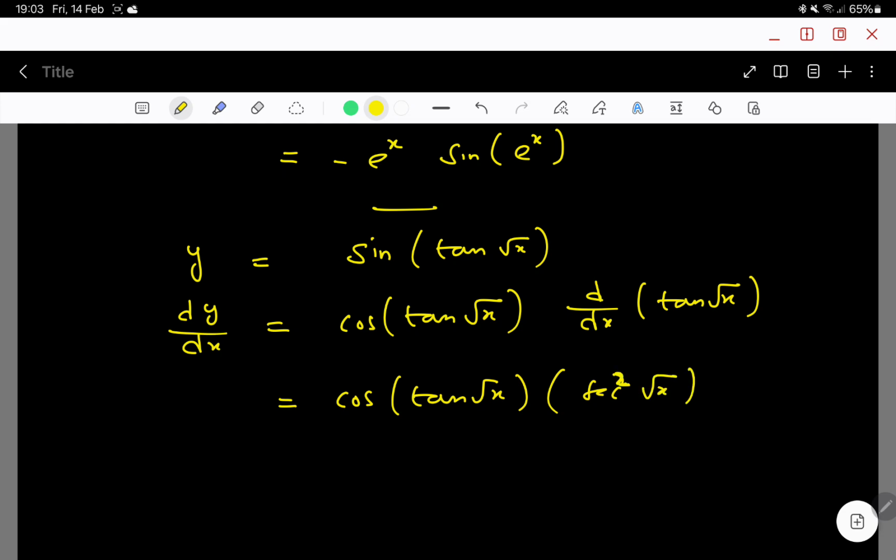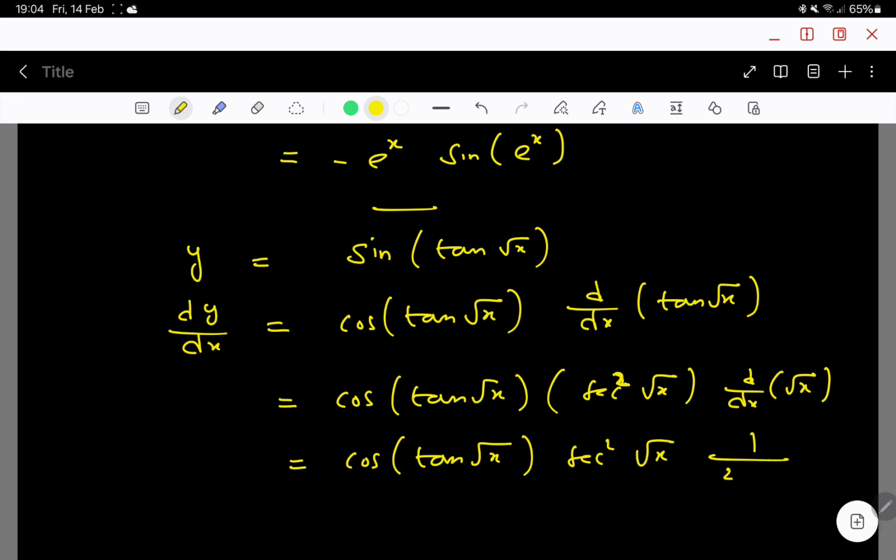Don't stop. Now differentiate root of x. This is a chain rule. Okay. Differentiation of root of x is 1 by 2 root of x. So cos of tan root of x, secant square root of x, 1 by 2 root of x. Okay.